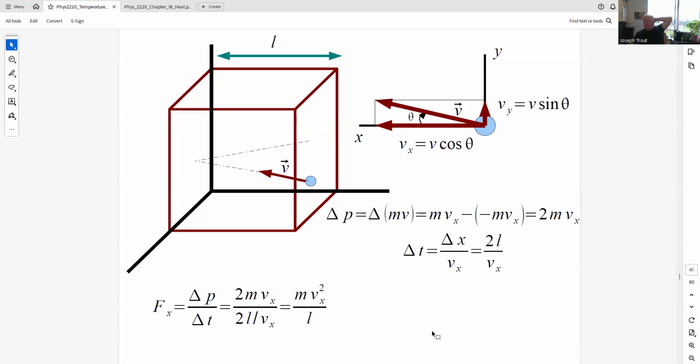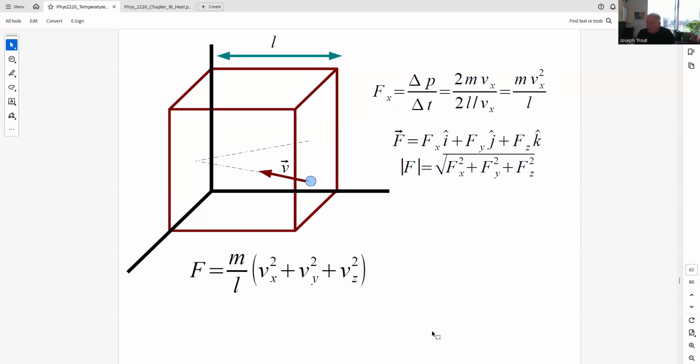So delta t is equal to delta x over vx, which is 2L over vx. Which means we have 2L divided by the velocity for the time, and 2m times vx. So the 2's cancel, and vx divided by 1 over vx becomes vx squared, and we get L. So the force due to this one molecule is the mass times the velocity squared over L.